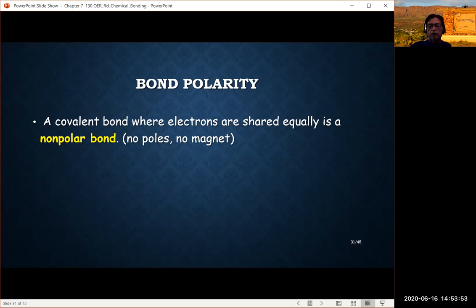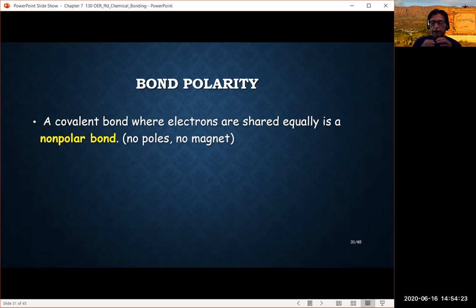All right, which brings us to bond polarity. This is something I just essentially started talking to you about. When we talk about bond polarity, we're talking about covalent bonds. And when you have two species that are bonded together, remember electronegativity is a measure of the affinity to pull electrons toward itself.